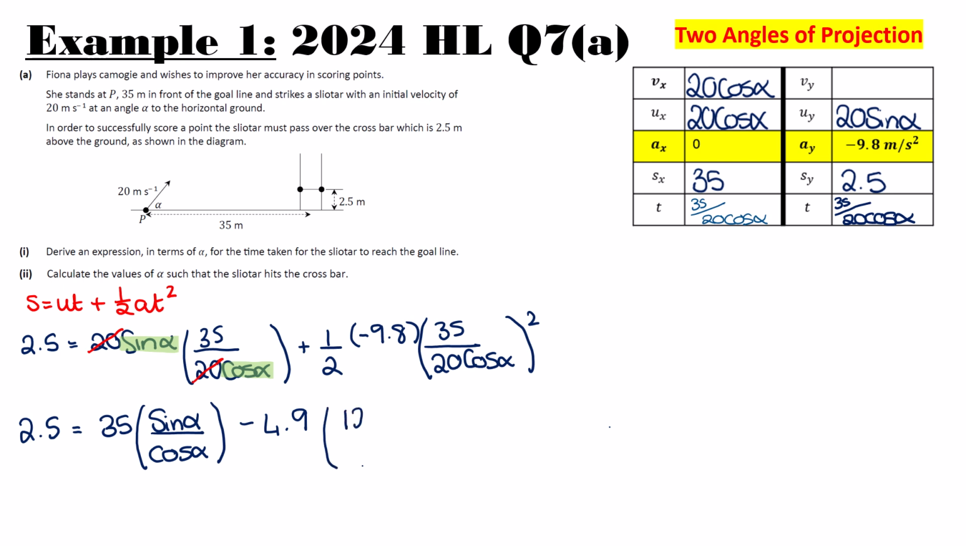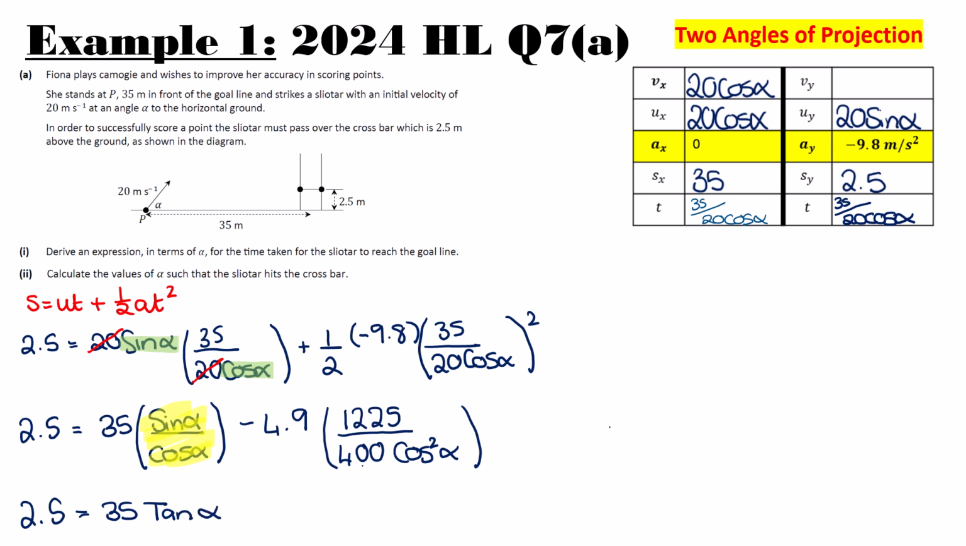So the top line becomes 1225 all over 20 squared, which is 400. And that's going to be cos squared alpha. Now, our first piece here, sine alpha over cos alpha, is going to change to tan. So when we're working, we're now going to say 2.5 is equal to 35 tan alpha.